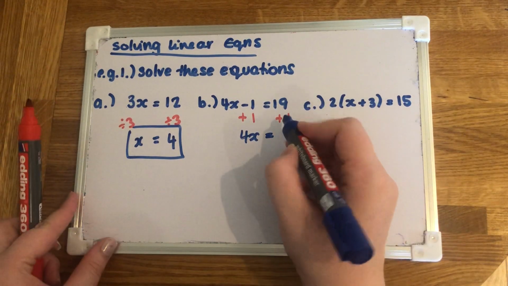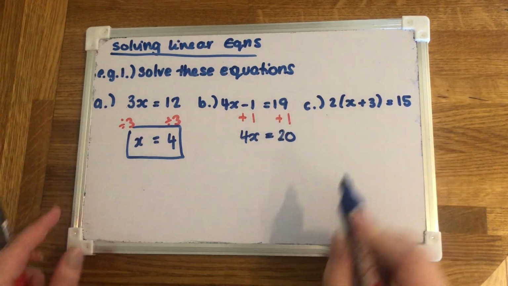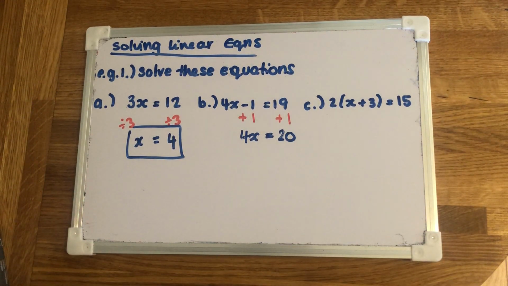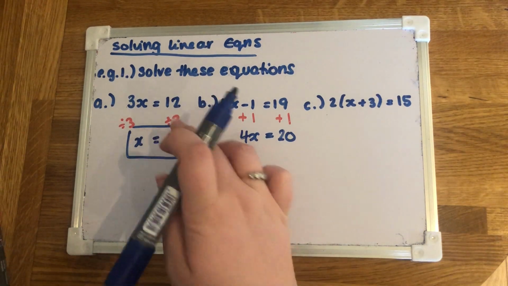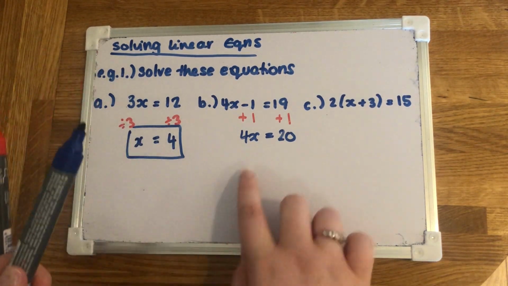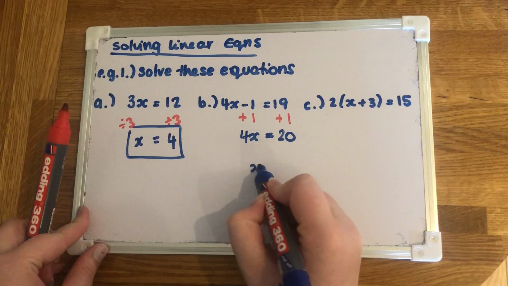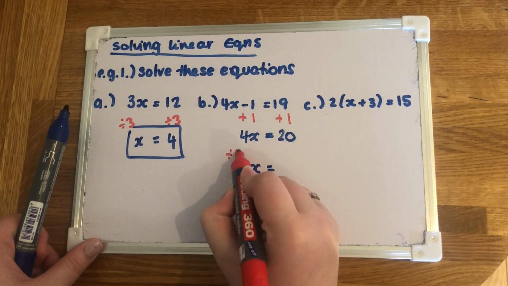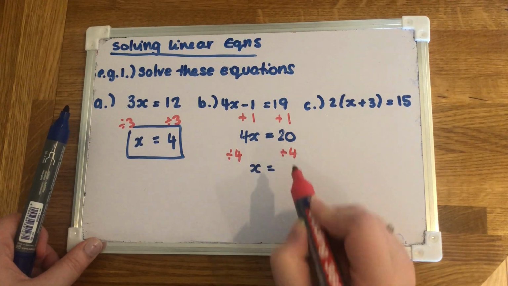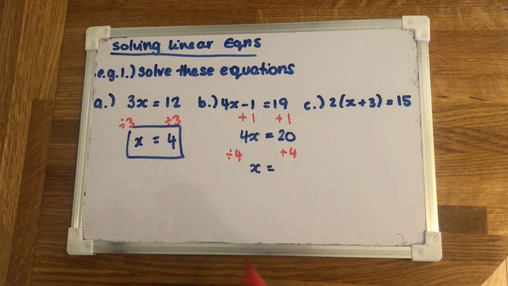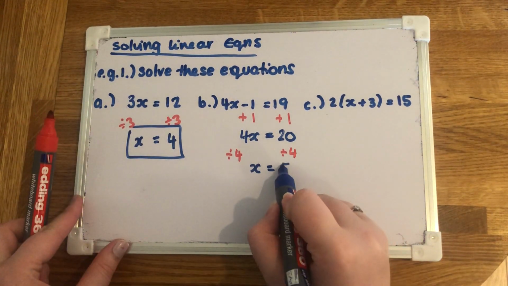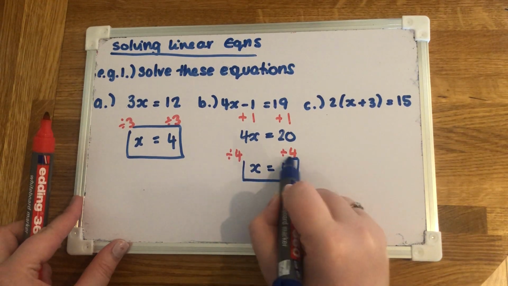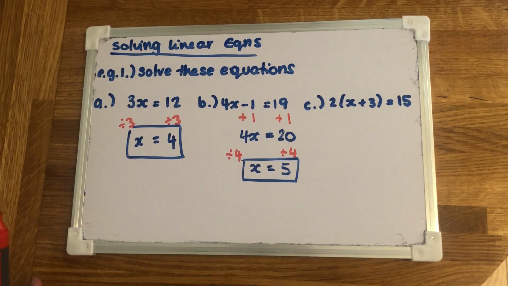So 19 add 1 would give us 20. Okay, and then we're at the same stage as what we were for part A, so we just want 1x here, we don't want 4x, which means that we then need to divide both sides by 4. Okay, then we see how many 4s go into 20, which would be 5. Okay, so x equals 5.